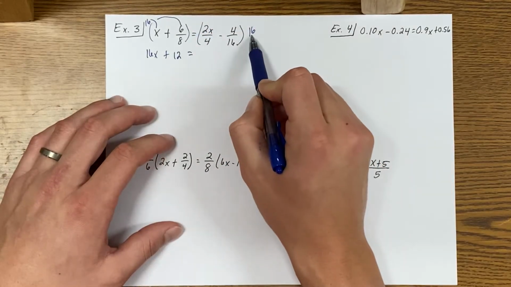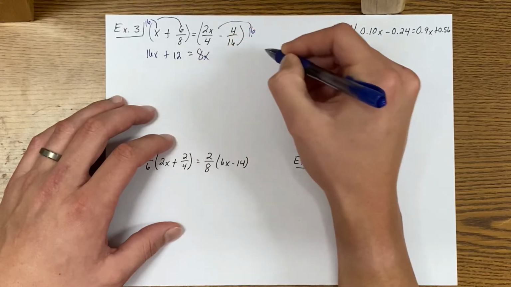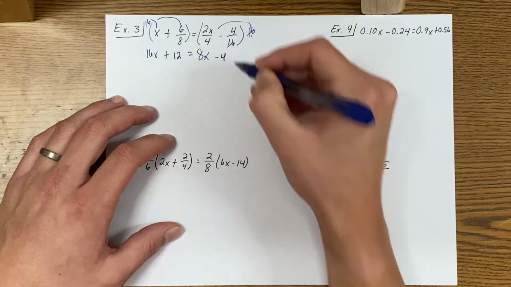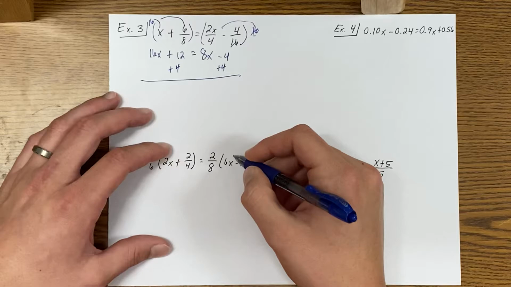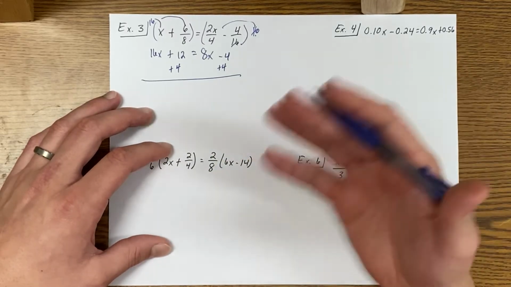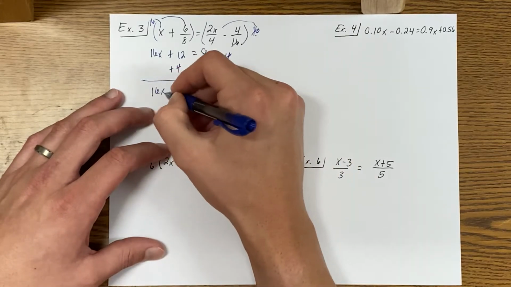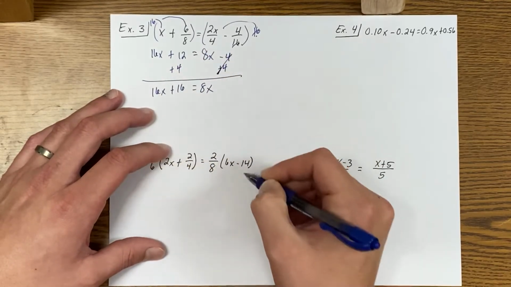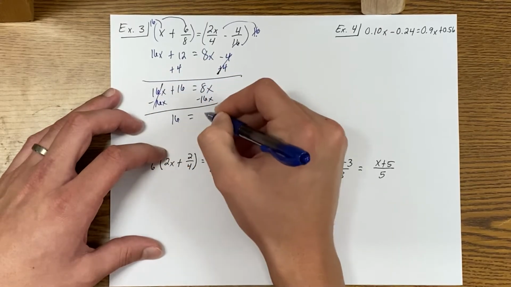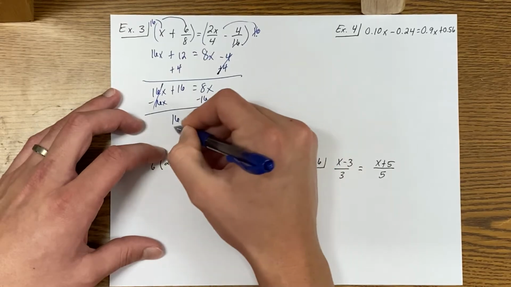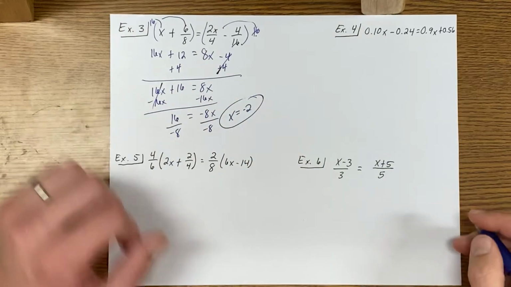Now let's do it this way. 16 divided by 4 is 4. Times 2x would give me 8x. And then here, these 16s will cancel. So that's minus 4. All right, so now we just solve. Once we get to this point, all of our fractions should be gone, and we can just solve like a normal 2-step equation. So now we have 16x plus 16 equals 8x. Subtract 16x from both sides, and we get 16 equals negative 8x. Divide both sides by negative 8, and we get x equals negative 2.